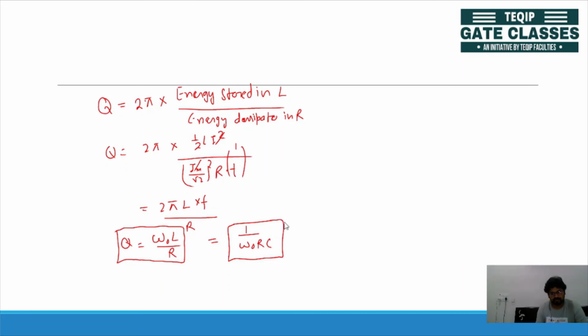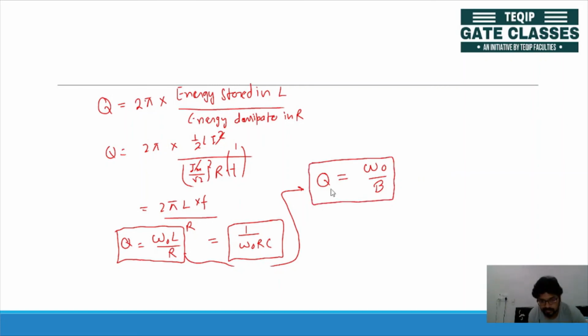So if you want to establish a relationship between quality factor and bandwidth, then from the previous slide your bandwidth was R by L. Okay, that means your Q will be equal to omega naught by bandwidth, R by L. So this is your relation between quality factor and bandwidth.